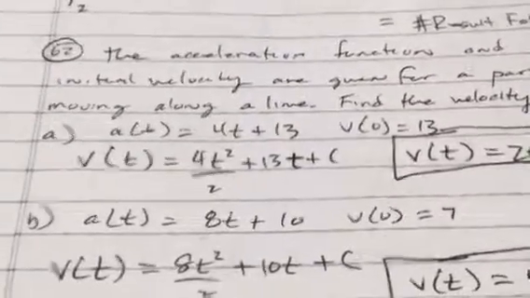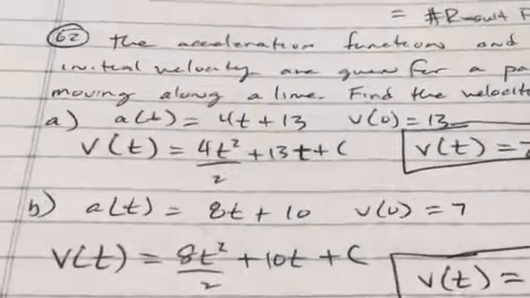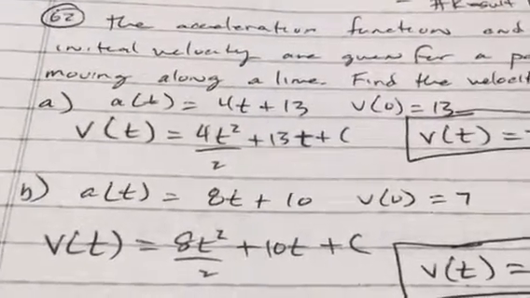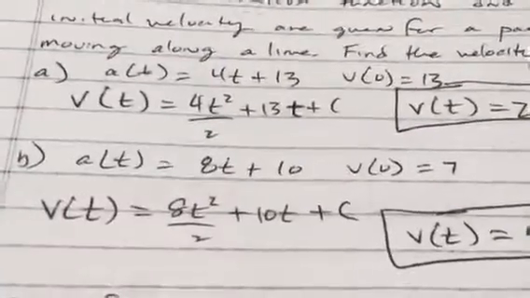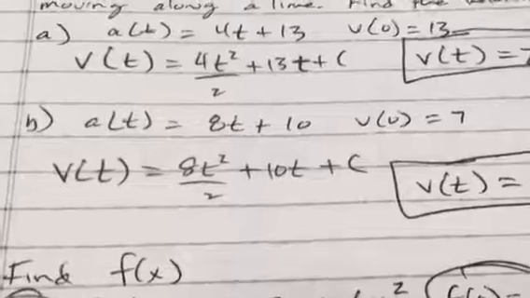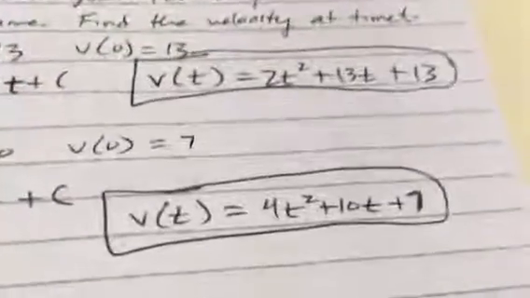Okay, this one's pretty easy, folks. You just simply take the antiderivative. And if v of 0 is 13, that's what c is going to be. V of 0 is 7, that's what c is going to be.